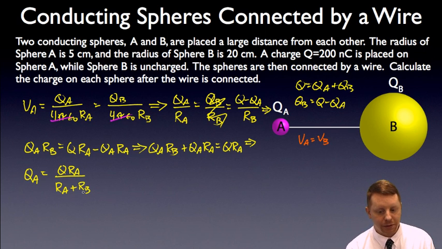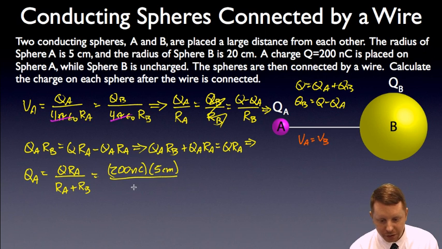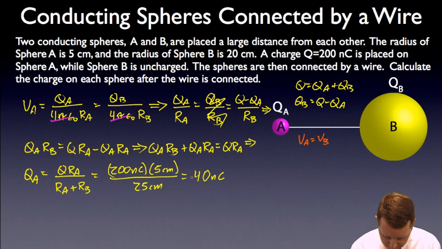Now we can substitute in our values. If Q is 200 nanocoulombs, RA is 5 centimeters, RA plus RB, that's 5 centimeters plus 20 centimeters, or 25 centimeters. What I'm going to come up with is a charge of 40 nanocoulombs is my charge on QA.